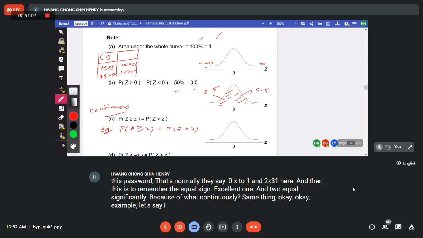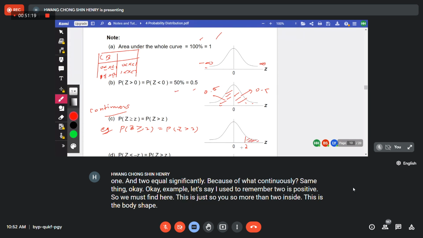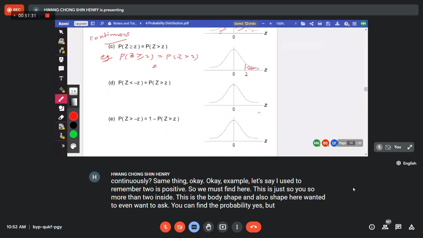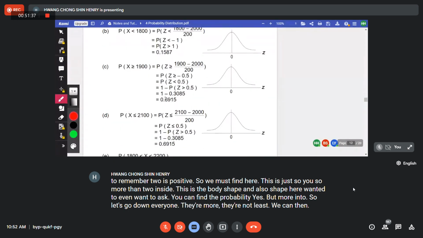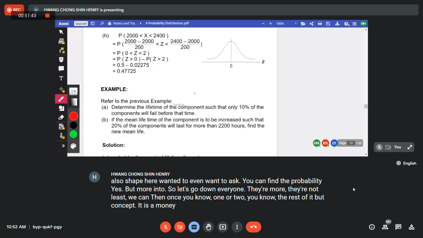Example, let's say I use this example, more than 2. Remember 2 is positive, so we must find the 2 here. This is a Z-score of 2, so you don't need to look at the equal line. So more than 2 means this is the area we shade. Learn how to shade the area first. Now, can you find the probability for me here? Let's start. Look at the table. You see, all this we can learn. Once you know 1 or 2, you know the rest of it. The concept.